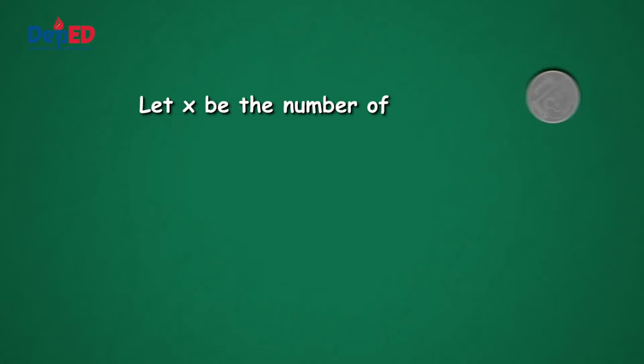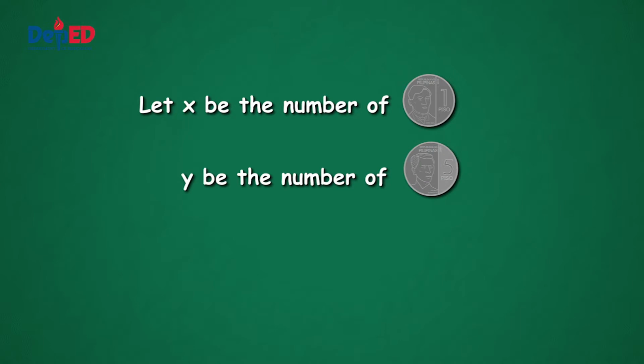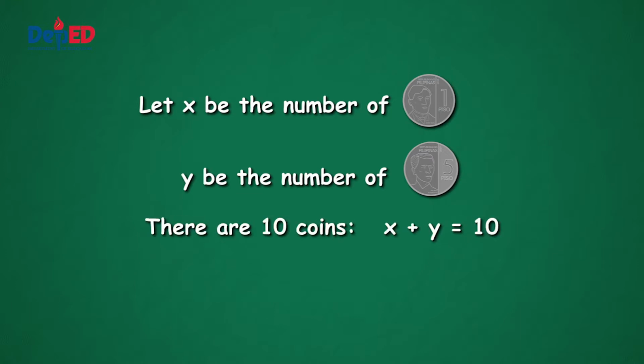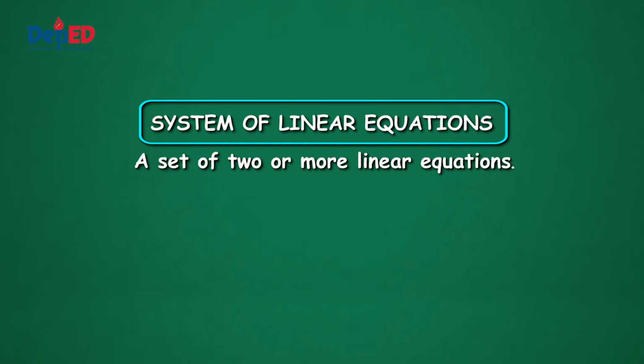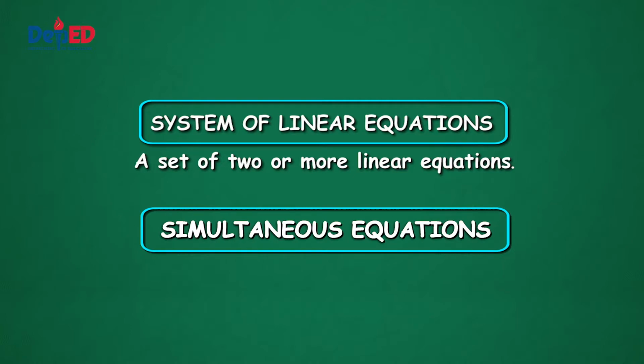From that information, we wrote the mathematical model to represent your savings. We let x be the number of 1 peso coins and y be the number of 5 peso coins in your alcansya. And the mathematical model for our savings is given by two equations, x + y = 10 and x + 5y = 22. We learned that this kind of situation, having two or more linear equations in two variables, is called a system of linear equations, or also referred to as simultaneous equations.